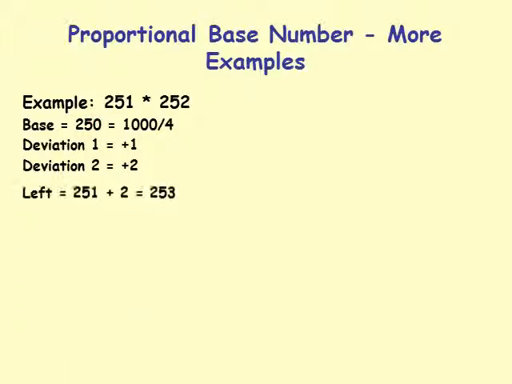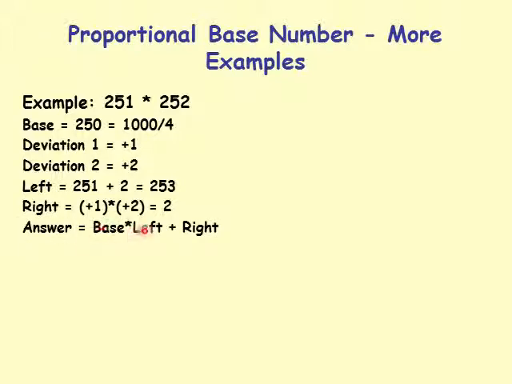Now the left part. Left is crosswise: 251, the first operand, and the second deviation, and the sign is plus. 251 plus 2 is 253. Right is vertically multiply: plus 1 times 2 is equal to 2. That's the only multiplication we did. Now we resolve. We do base times left plus right. The base is 1000 divided by 4, so 1000 divided by 4 times 253, plus 2. 253 was the left.